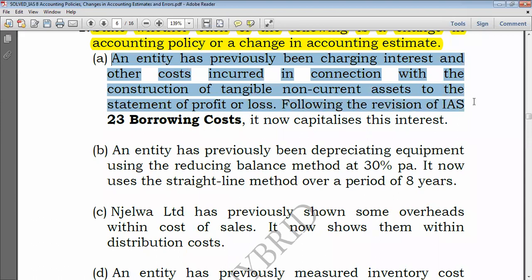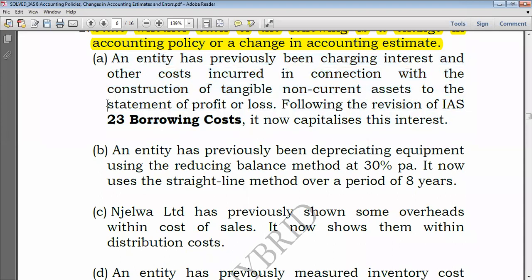Following revision of IAS 23 borrowing cost, it now capitalizes this interest. You see this? You were expensing the expenditure in the statement of profit or loss, but now you are capitalizing it. That means you are actually adding it to the cost of the asset. A total change from expense to an asset. This is a change in recognition. That means when you recognize something, you recognize it as an asset, not as an expense.